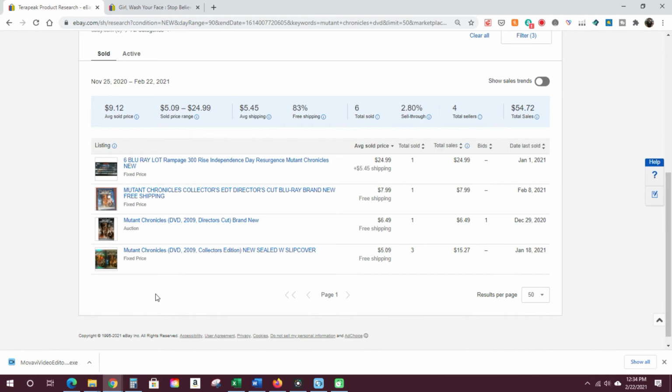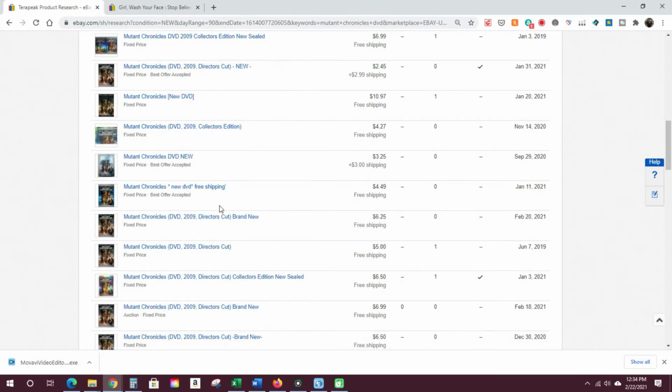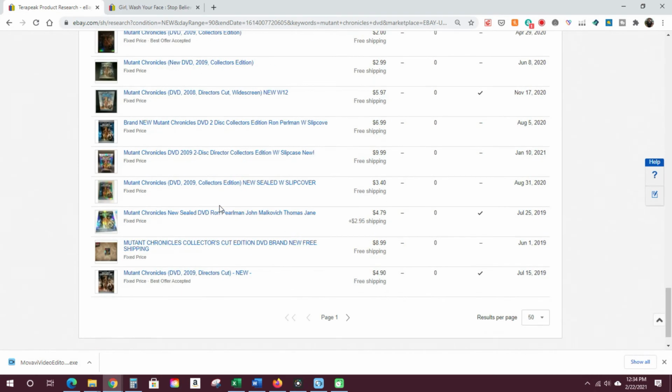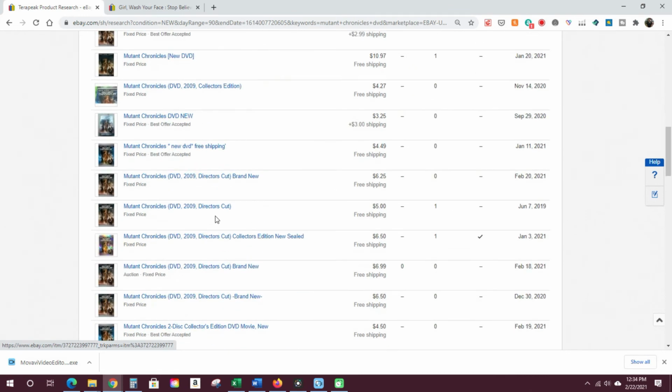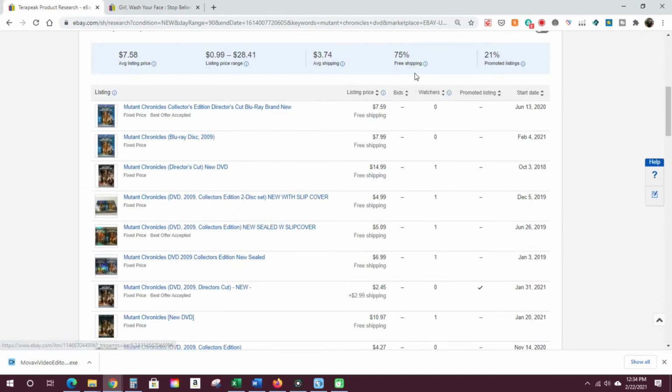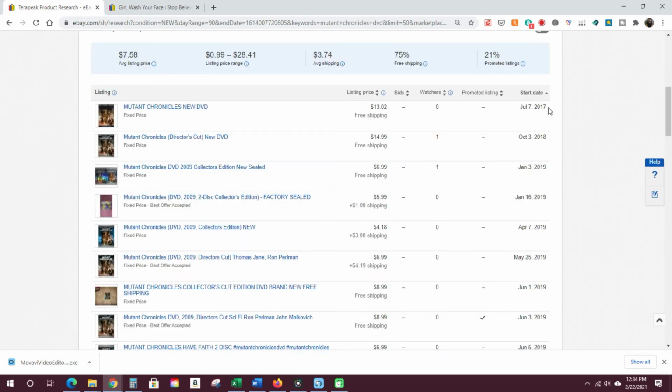The next thing we want to look at is active. And look at how many are active. This isn't selling because it's a terrible DVD to try to sell. And the other thing you want to look at when you're looking at these sorts of things is look at the start date. One person has been trying to sell this since July the 7th, 2017.